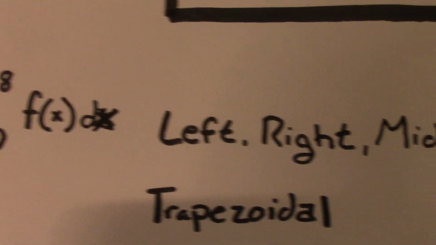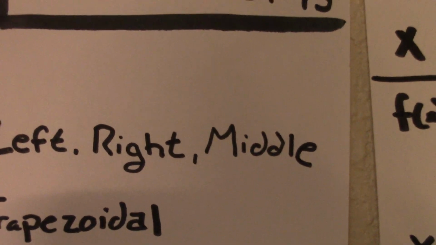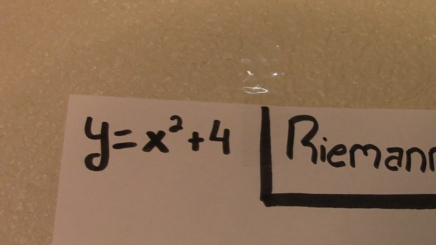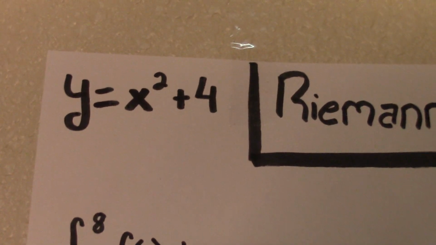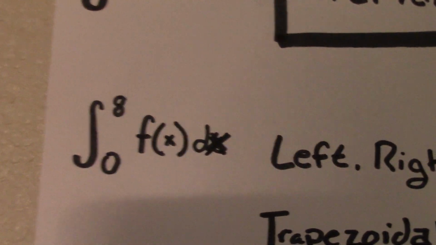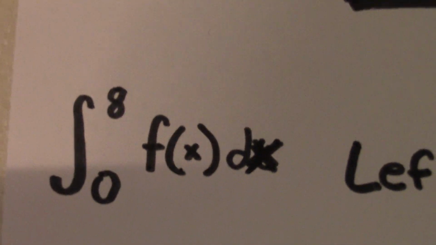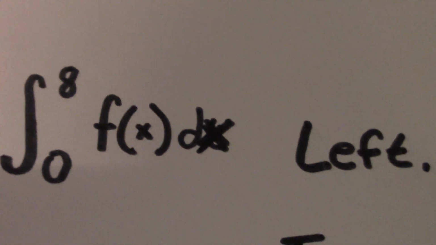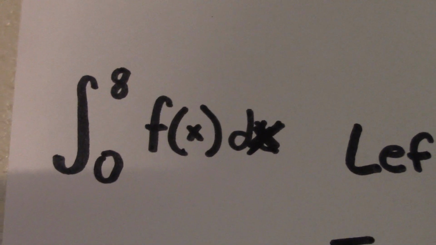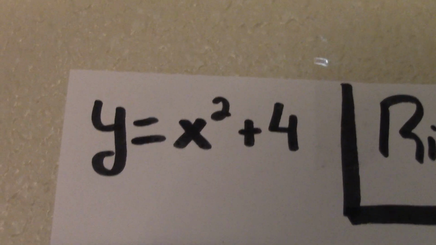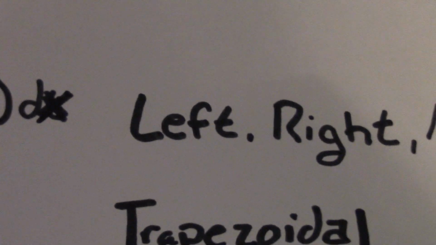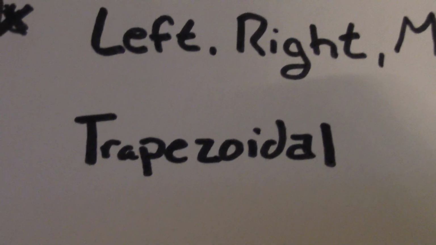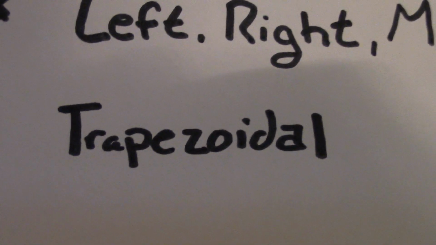So tonight I'm going to talk about Riemann sums for the Evernote video, and we are going to be taking the left, right, and middle Riemann sums of the function y, or f of x, equals x squared plus 4. Now this notation means the integral from 0 to 8 of the function with respect to dx. So we're going from 0 to 8 with this function. I'm going to go through each of left, right, and middle. You can also do this using the trapezoidal rule, but we're not going to go into that today.